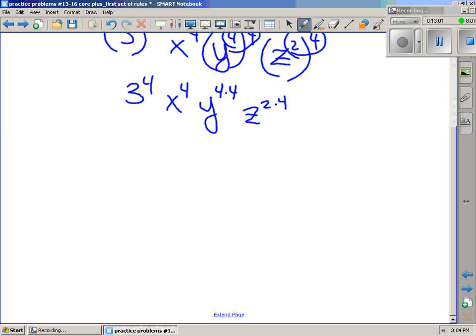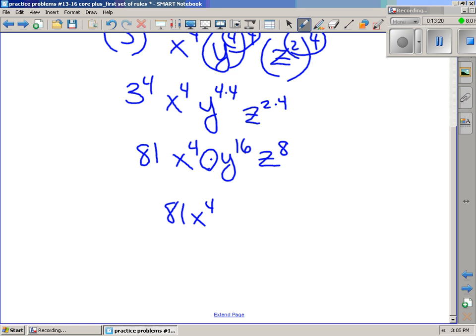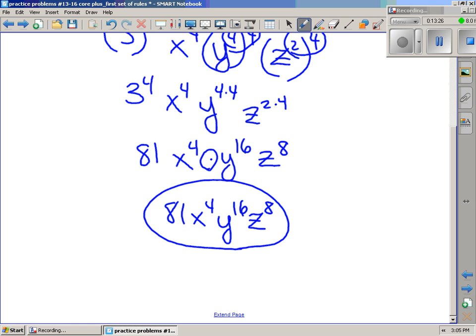The directions don't call for you to figure out what 3 to the 4th is, but 3 to the 4th, you multiply 3 times 3 times 3 times 3, and you get 81. And then we have x to the 4th times y to the 16th multiplied by z to the 8th. I don't actually need that multiplication sign there. I don't know why I wrote it. So 81x to the 4th, y to the 16th, z to the 8th power is your final answer there.